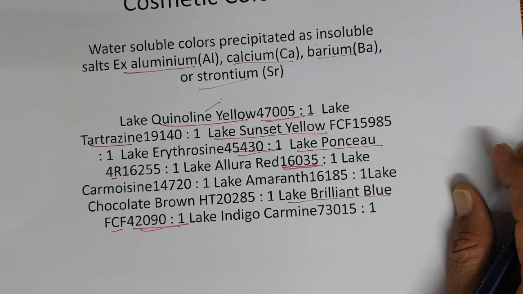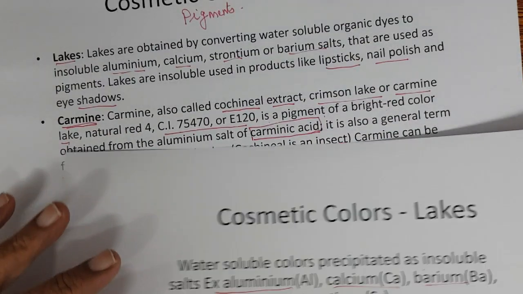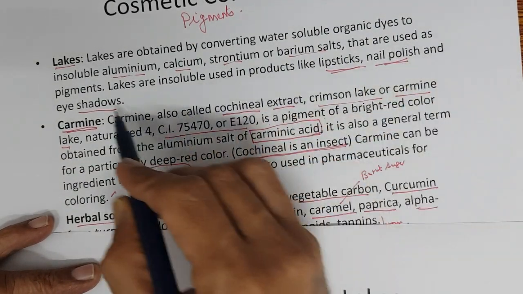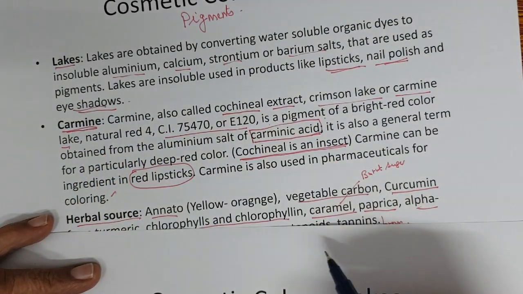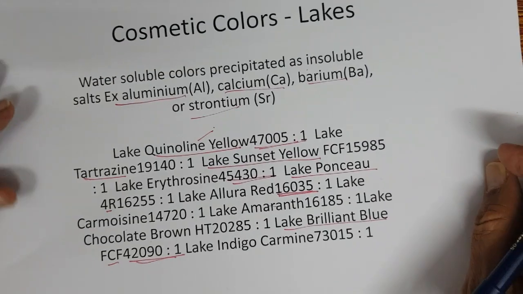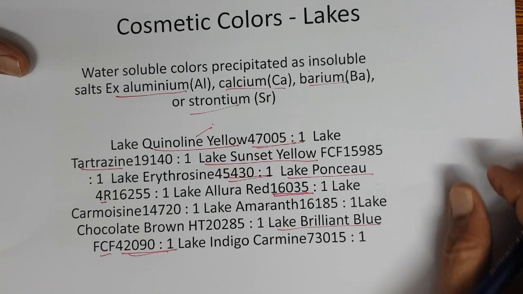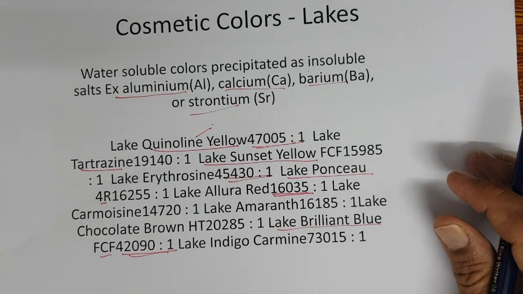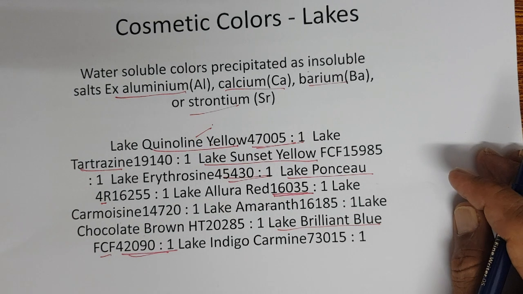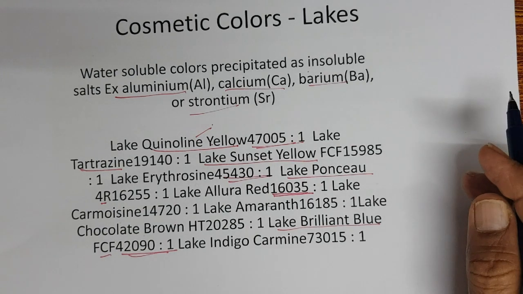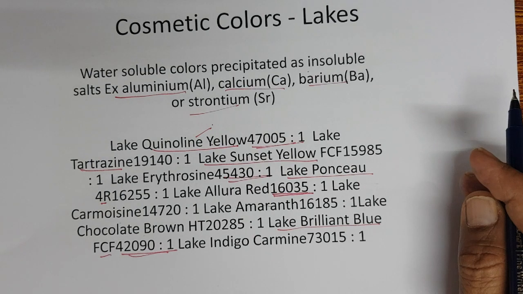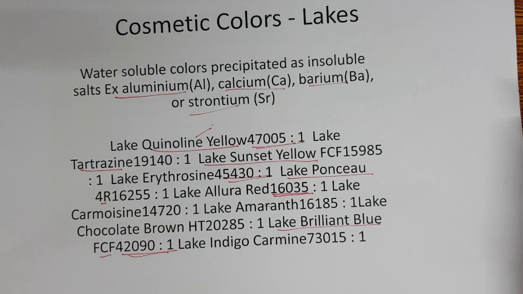You will hear a lot about lakes. Lakes are used in lipsticks, nail polish and eyeshadows and a lot of color cosmetics. So the lakes are widely used in color cosmetics. Again, a lake is just where you precipitate the water soluble colors, which are sodium salts, with divalent or trivalent ions: aluminum, calcium, barium or strontium, right? That is a lake. It forms a pigment.